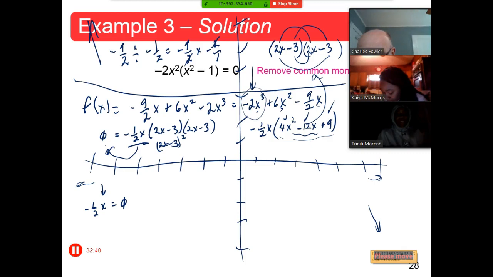Or just think through it. Negative 1/2 times something has to be 0. What would that x have to be? 0. It has to be 0.